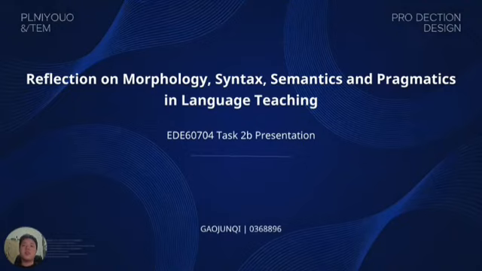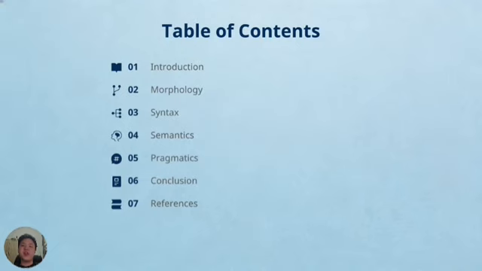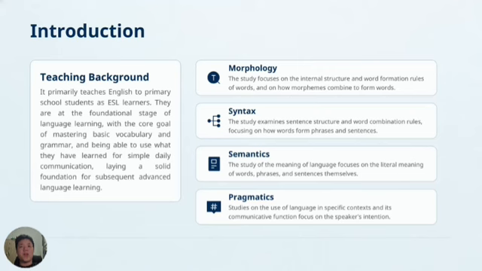This is my presentation for this task. Today I will reflect on four linguistic concepts and how they help me teach primary school ESL students better. First, I will talk about my teaching context. Then I will explain morphology, syntax, semantics, and pragmatics one by one. I will share teaching activities and my reflection. Finally, I will give a conclusion and list my references.